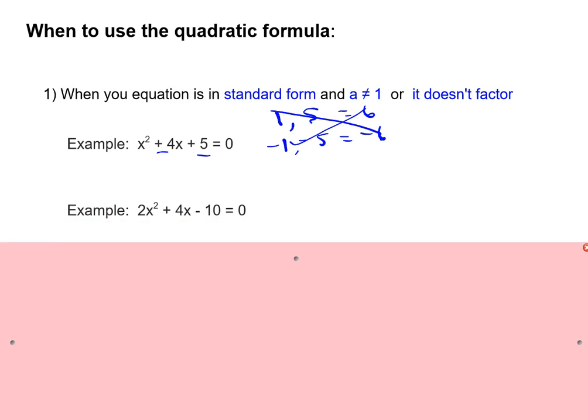Here's another one, 2x squared plus 4x minus 10. Since a is 2, we might not want to factor.